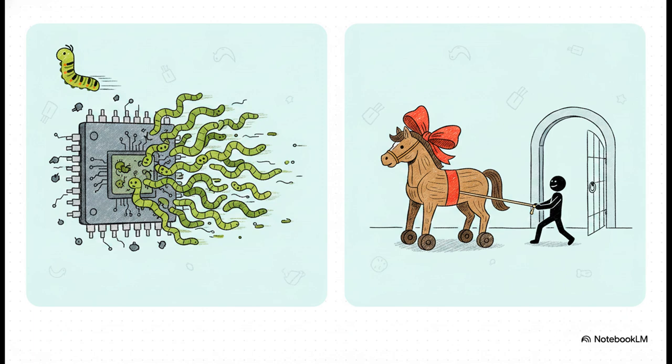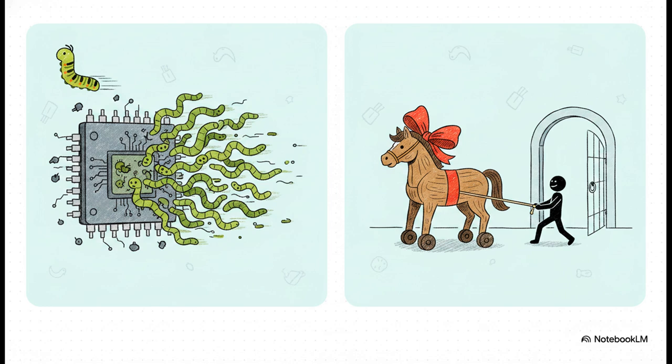Now, aside from viruses, we also battle worms and Trojan horses, and they operate very differently. A worm is designed to self-replicate. It spreads automatically through network connections, often draining computer memory and resources just by the sheer volume of its replication. A Trojan horse, on the other hand, comes disguised as something useful or desirable.